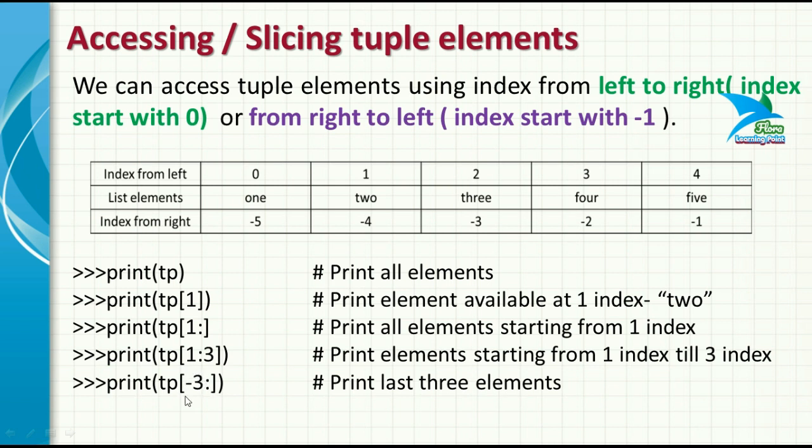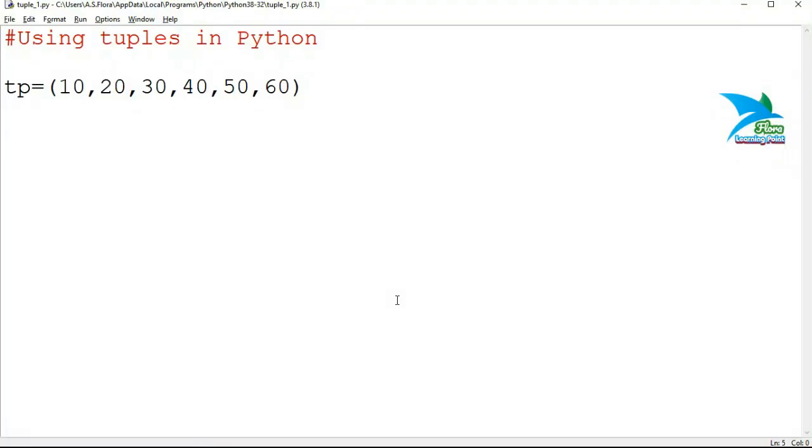At the end, if you print a negative index and specify a colon operator after it, for example in this case we have specified minus 3 then colon. If you do not specify the colon, it will print the element available at the minus 3 index position, that is this element. But if you specify a colon after that minus 3, it will print the last 3 elements of that particular tuple.